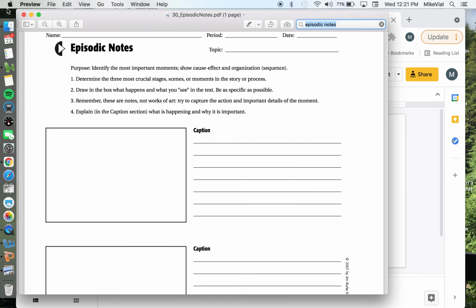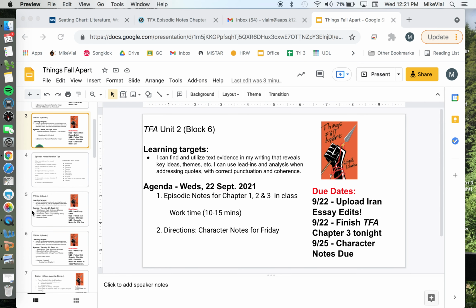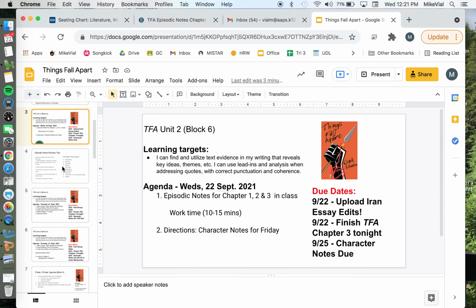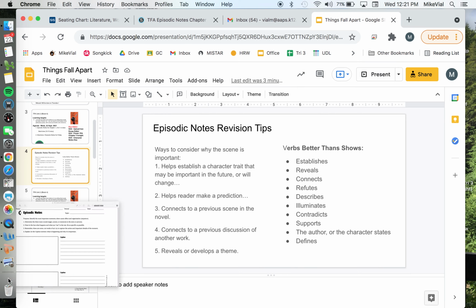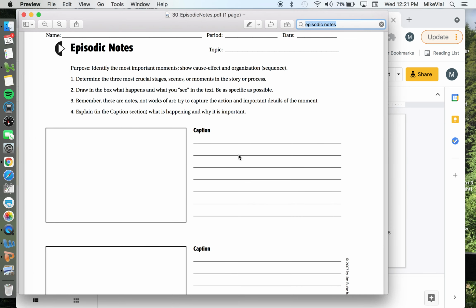I want to review some of the directions of the episodic notes to make sure that you are doing more than summary. When you're writing your captions, the first sentence or two is just explaining what is happening. But the second part is getting to the why is it important. And here are some guiding ideas to help you write that because sentence.